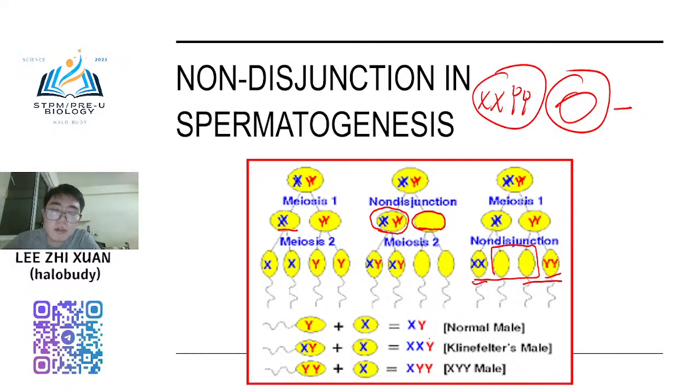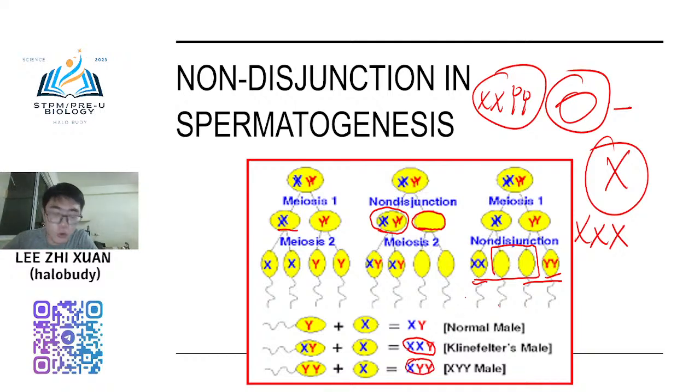So after that, when you fertilize with the normal female, who is XX, XY plus X will give you XXY, a male. Another one, if you go to XX, gives XXX, triple X, maybe. And another one will go to XYY.